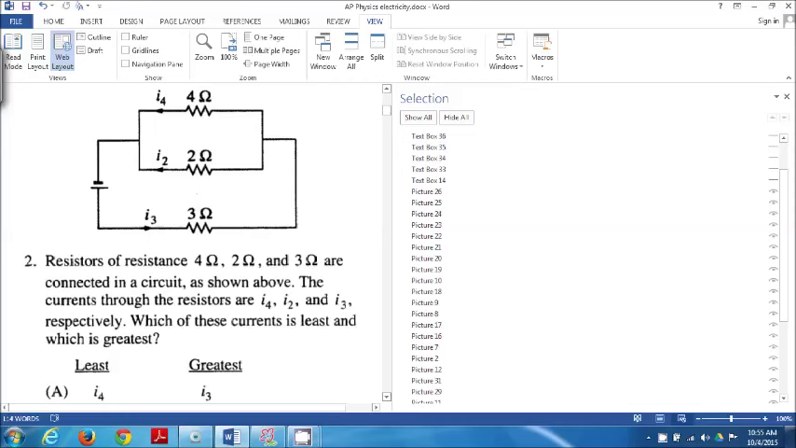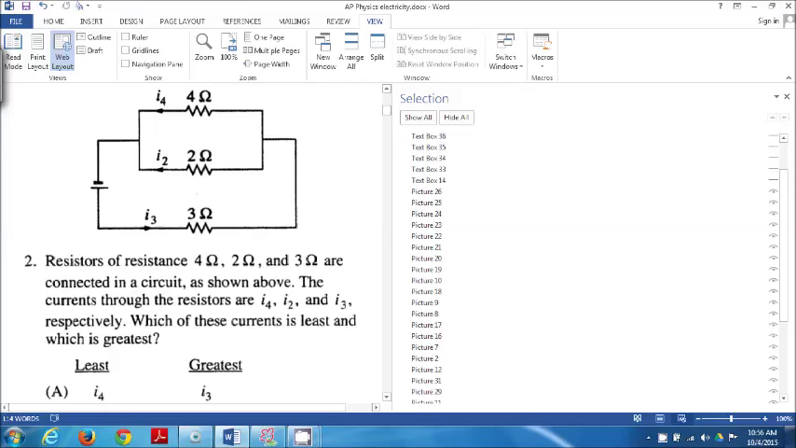Resistors of resistance 4 ohms, 2 ohms, and 3 ohms are connected in a circuit as shown above. The currents through the resistors are I4, I2, I3 respectively. Which of these currents is the least and which is the greatest? So we have to find which one is the least current and which is the greatest current. Here we see the current that flows through the 3 ohm resistor also flows through both the 4 ohm and 2 ohm resistors. So the greatest current must be I3, because the same current is flowing through the two other resistances.